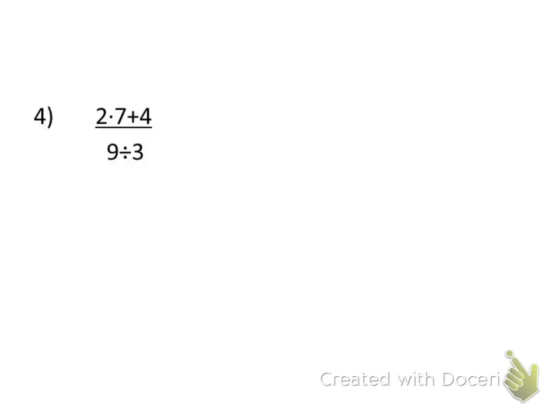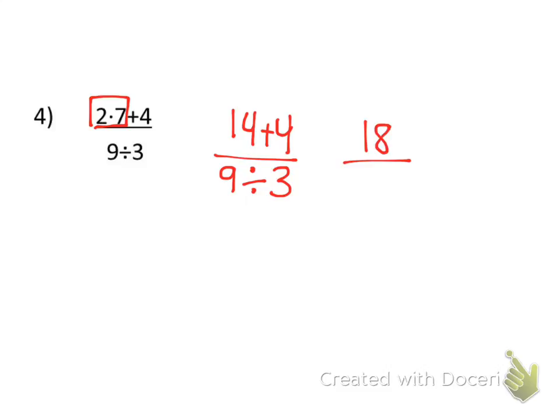So if I wanted to do the order of operations on the top, where would I start? Yeah, the multiplication right here. What is 2 times 7? So I have 14 plus 4 on the top. And then I'm not even touching the bottom right now. Just leave it alone. Let's just finish the top. What do I get on the top? 18. Very good. Now let's talk about the bottom.